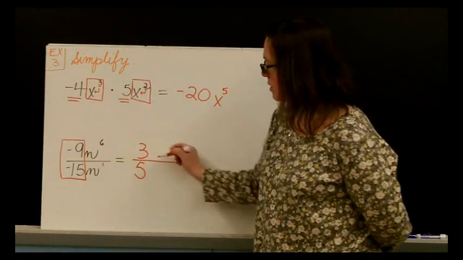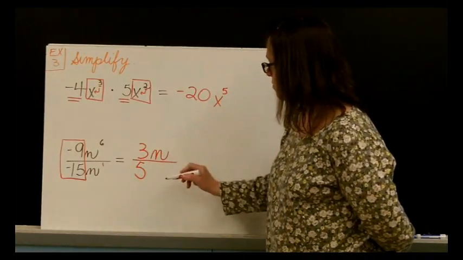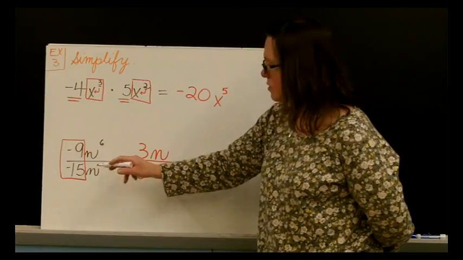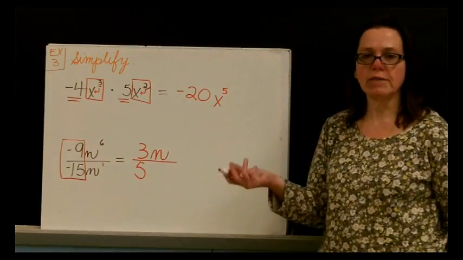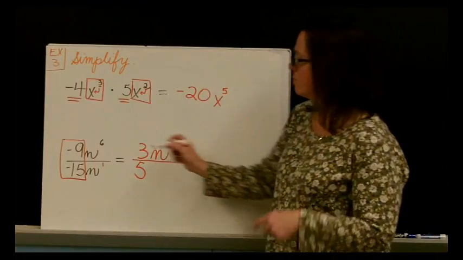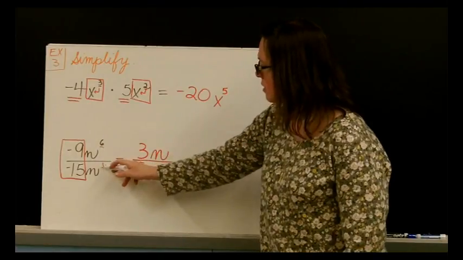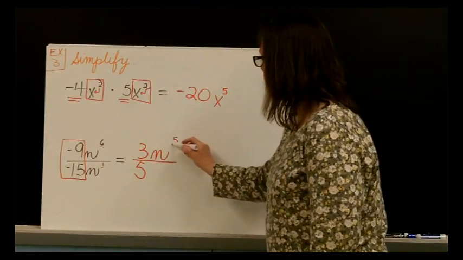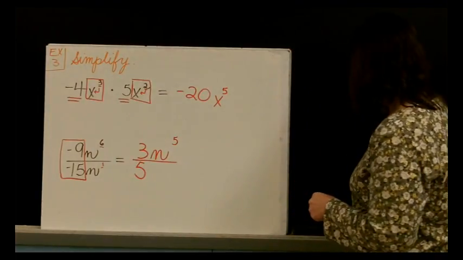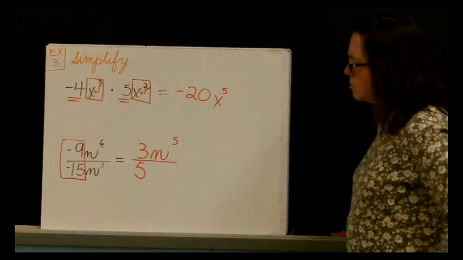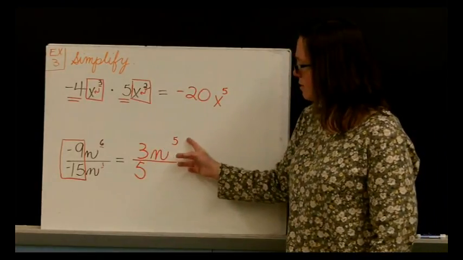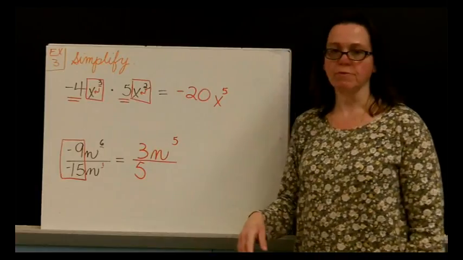So since our variable is an n, we'll put the n right here. N to the 6th divided by n to the 1st. Remember the rule from our second example. When you're dividing powers, you subtract the exponents. 6 minus 1, that gives us 5. So negative 9 n to the 6th power divided by negative 15 n to the 1st is simplified to 3n to the 5th over 5.